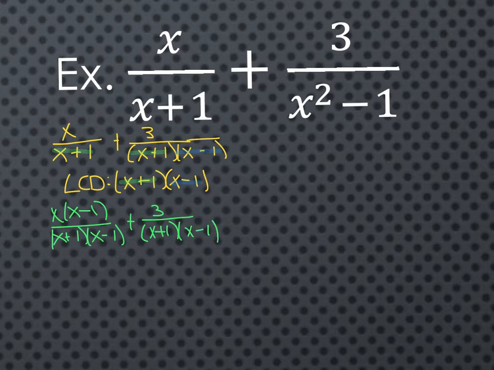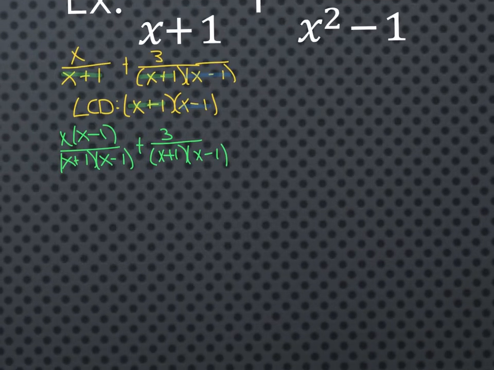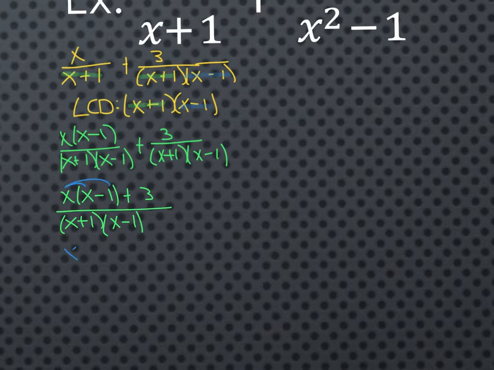Now, just like before, I want you to get into a habit of writing it as one fraction. So we'll have x times x minus 1 plus 3 over x plus 1 times x minus 1. Okay, now all that's left for us to do is to simplify the numerator. So we'll distribute these guys. So x squared minus x plus 3 over x plus 1 times x minus 1. Okay, and unfortunately we can't reduce that because x squared minus x plus 3 does not factor.